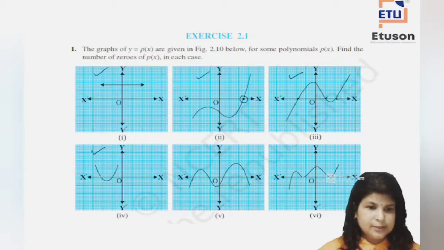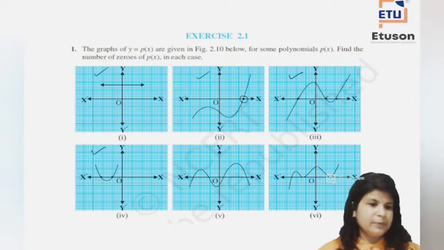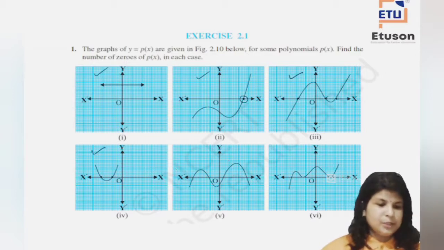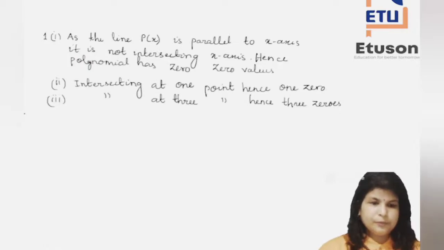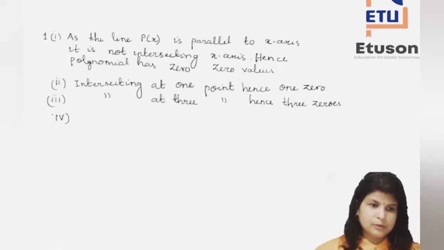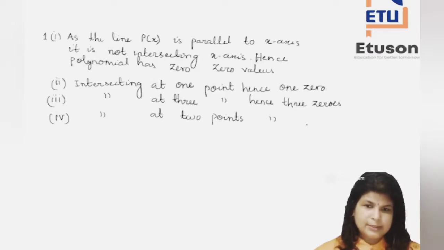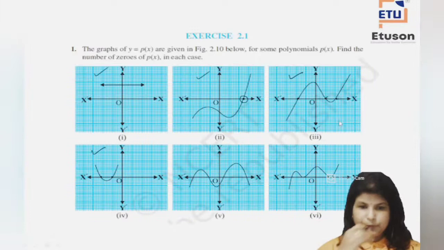Now let us go to the fourth one, which is here. It is intersecting at 2 points, maybe on the negative side of the x coordinate, but it is intersecting at 2 points on the x-axis. So how many zeros? There are 2 zeros, right? So in part 4, intersecting at 2 points, hence how many zeros? 2 zeros, correct.